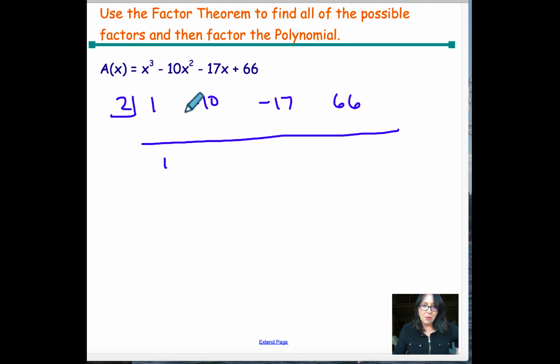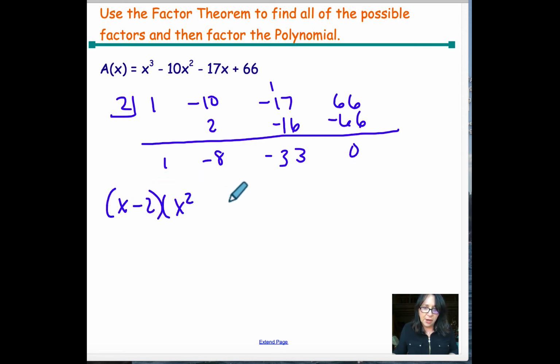Add down, multiply across, add down, multiply across, add down. 13, 1, 2, 3. That's negative. Multiply across, look at that. We are so lucky. So now that means that we have the parentheses x minus 2 times x squared minus 8x and then minus 33 equals 0.